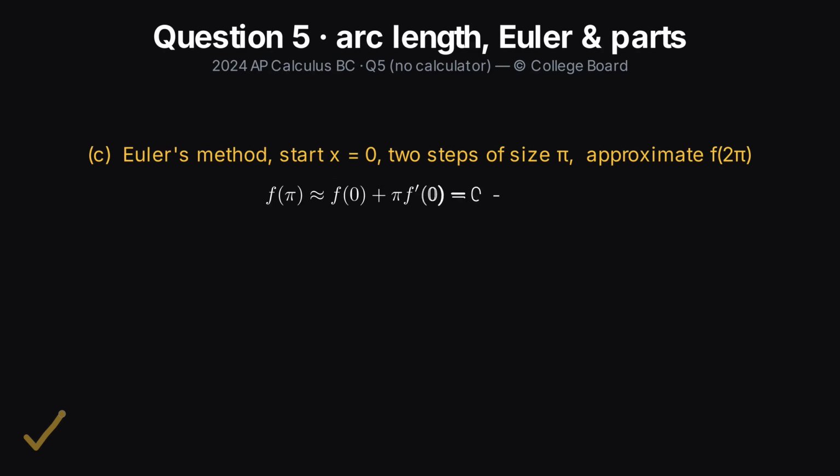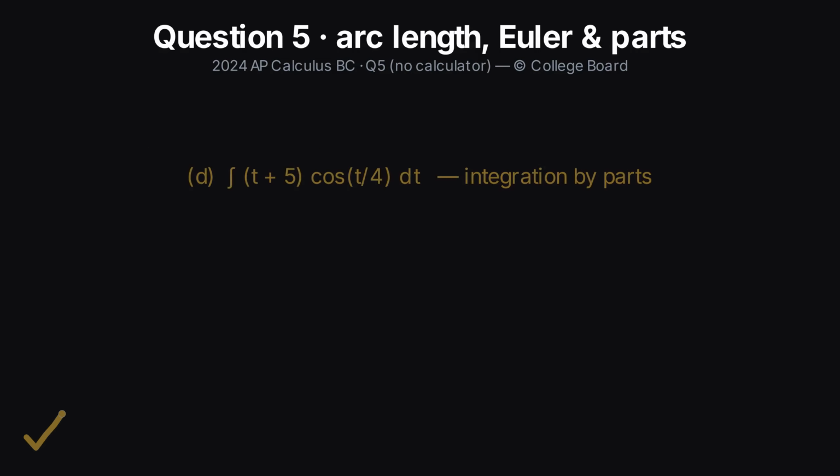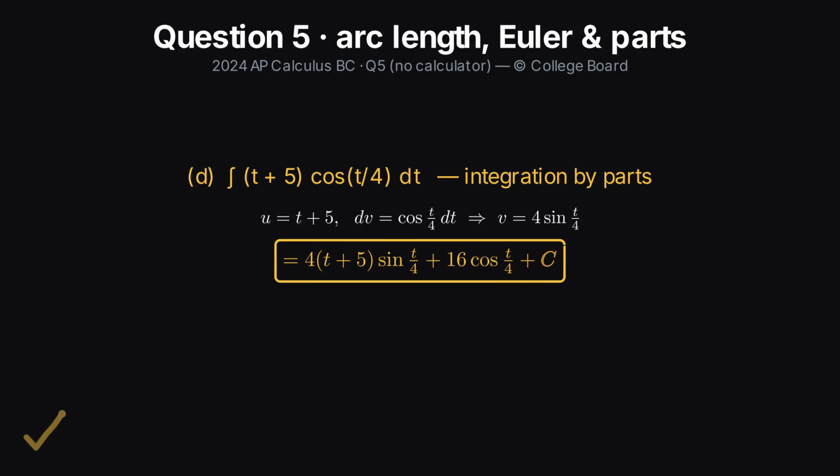Part C. Euler's method, 2 steps of size pi. From 0, slope 5 gives y equals 5 pi at pi, then slope 6 gives 5 pi plus 6 pi, so f of 2 pi is about 11 pi. Part D. Integrate (t plus 5) times cosine of t over 4 by parts. With v equals 4 sine of t over 4, the answer is 4 times (t plus 5) times sine of t over 4 plus 16 cosine of t over 4 plus c.